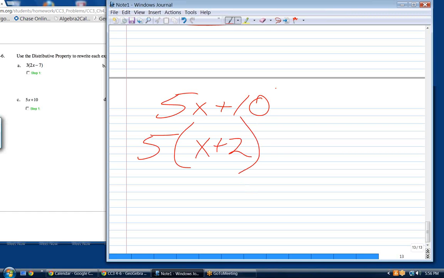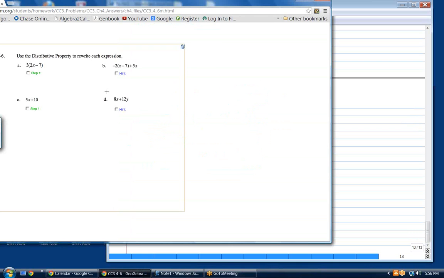In other words, I'm looking for the biggest number that I can find that divides into both of these terms. And that would be 5. 5 divides into 5x, and 5 divides into 10. So I can factor this expression into 5 times x plus 2. Okay, I'm not really using the distributive property.